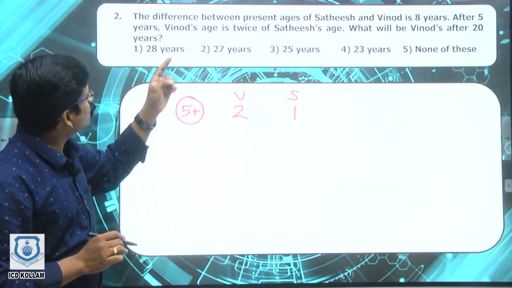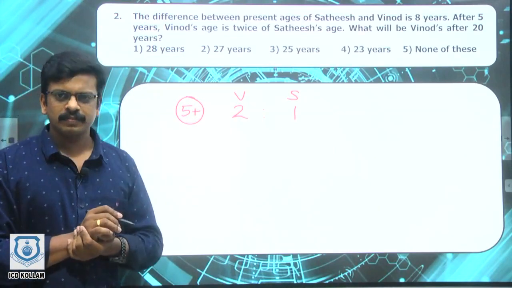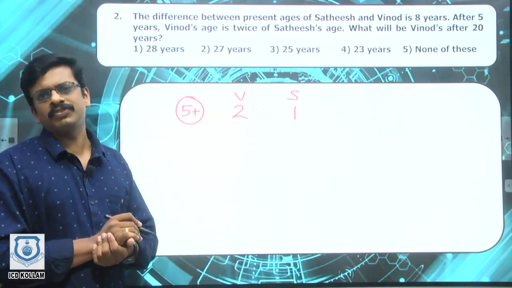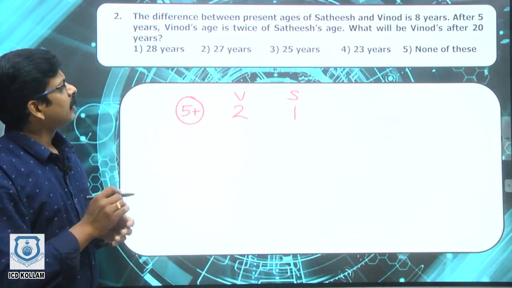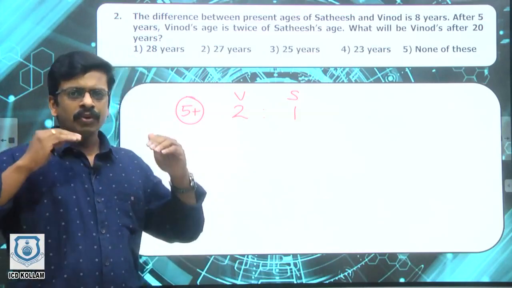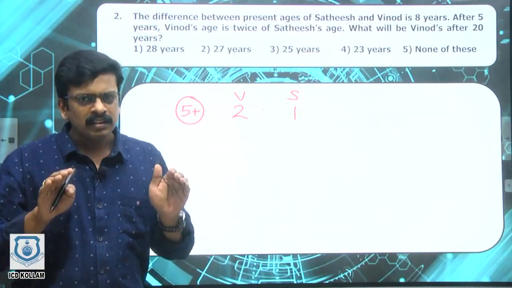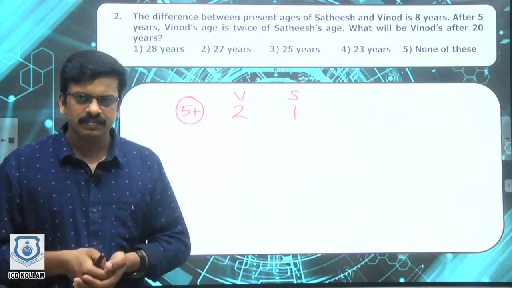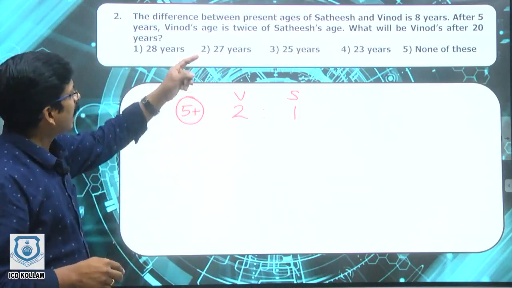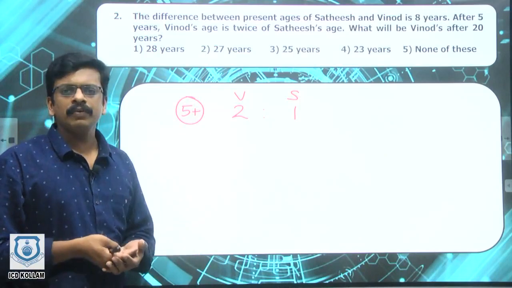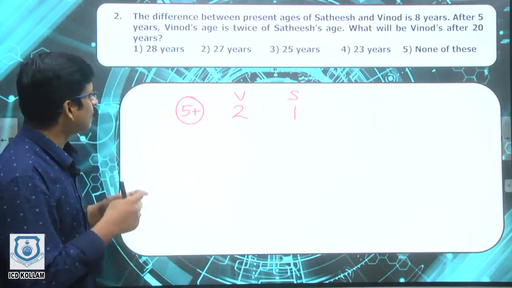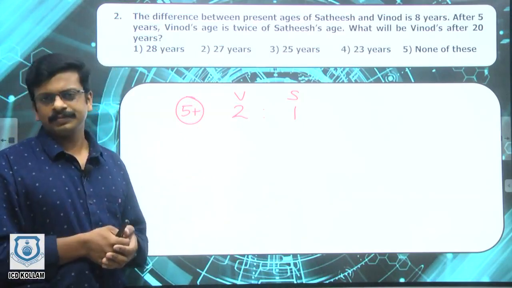Now, the difference between the present ages of Sadish and Vinod is 8 years. 8 will always be 8 years. That is the hint for solving these types of questions. If their present ages differ by 8, then during their life cycle, their difference will never change. So it is clear, after 5 years, the age of Sadish increases by 5 and Vinod also increases by the same 5. So their difference will not change.